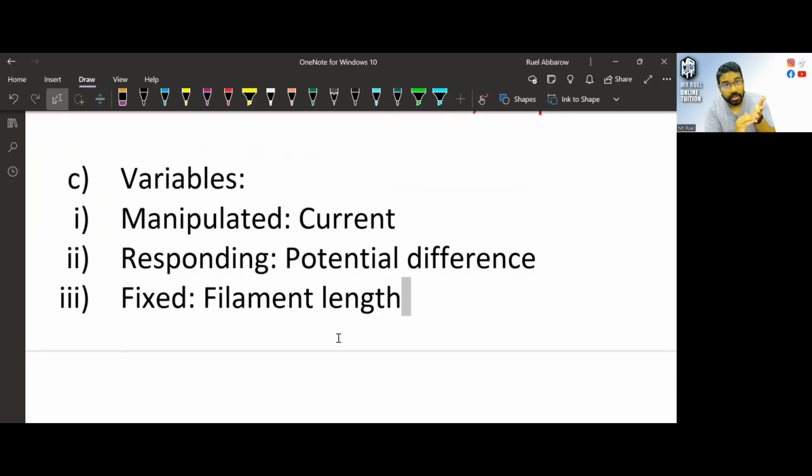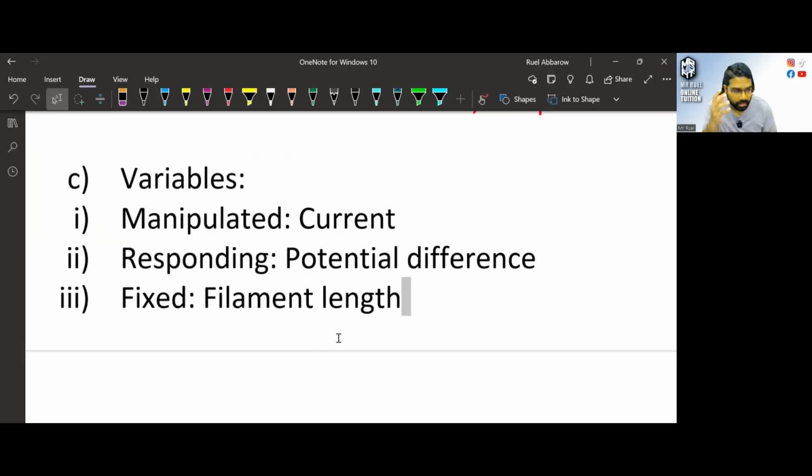Okay, in the procedure, we are talking about the procedure. No need to write the full procedure based on the available data that we have right now. Okay, don't worry. It's only 3 or 4 marks after all. So how do you manipulate the current in this particular experiment?